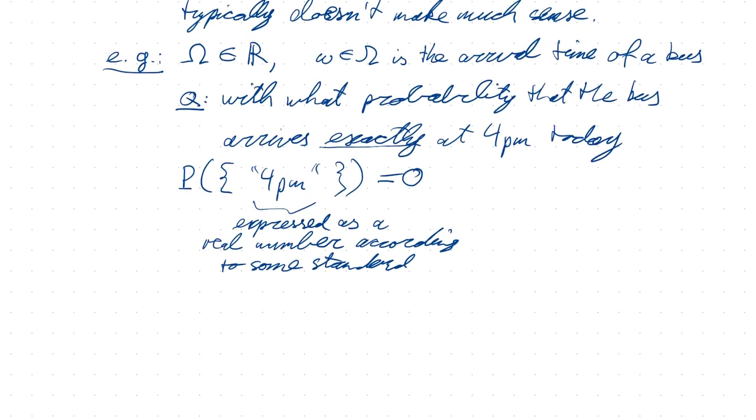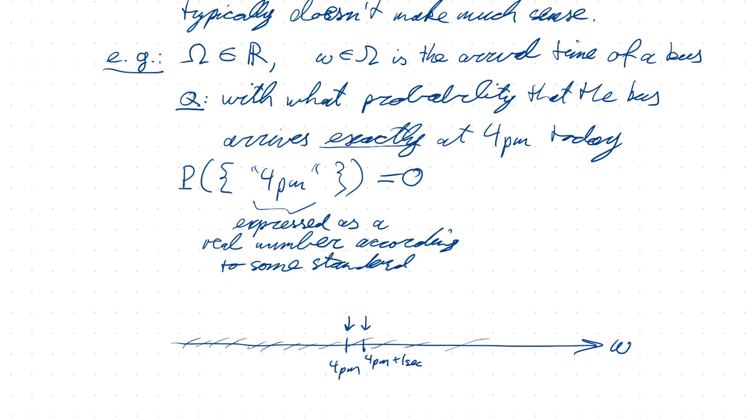Well, you can draw the spectrum of possible arrival times. So T here, which would be the omega, somewhere on the spectrum you have the time 4 p.m., but you have a continuum of times around this. And now if you assigned some positive probability to this specific time, then you should also probably assign some positive value to the time 4 p.m. plus 1 second. And it should probably be pretty much the same probability, because whether the bus arrives at 4 p.m. or 1 second late, it should probably be pretty much the same probability.